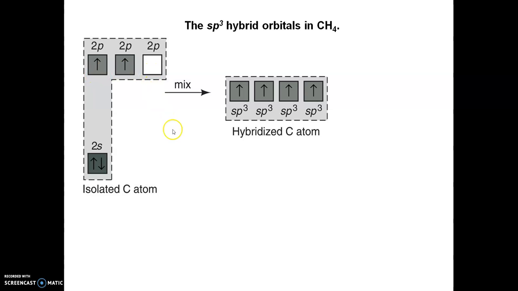So, in this first case, to explain methane, we mix the S and we mix all 3 P's together, and we get 4 new hybrids called sp3 hybrids. Now, notice you had 1, 2, 3, 4 electrons to work with. They're not going anywhere, but now you put those 4 electrons in the new hybrid orbitals. And there they are, following Hund's rule. Notice that gives us 4 unpaired orbitals, each one available to bond to a hydrogen. So now we do get CH4, 4 hydrogens to bond with.